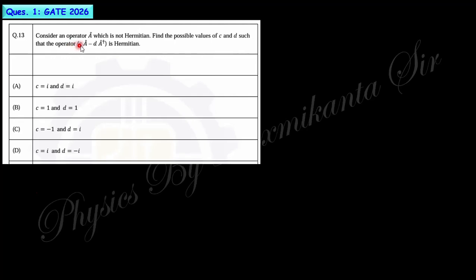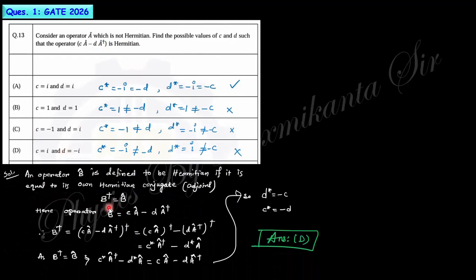It says, consider an operator A cap which is not Hermitian. Find the possible values of c and d such that this operator is Hermitian. This operator being Hermitian means this operator's dagger is equal to this operator. The operator is like that and its dagger is calculated here as c star A dagger minus A. If you equate these two, you get the solution that d star, the complex conjugate, equals minus c, and c star equals minus d. Now we just check the options.